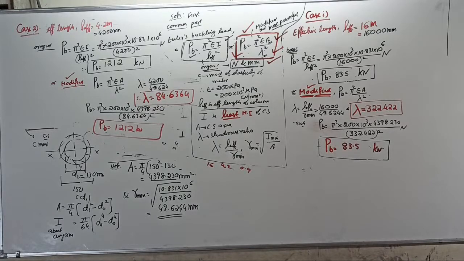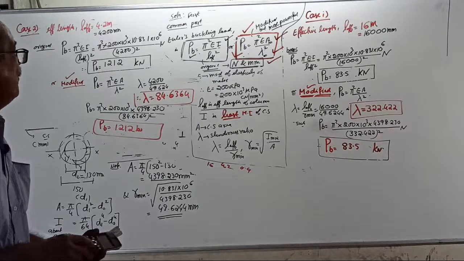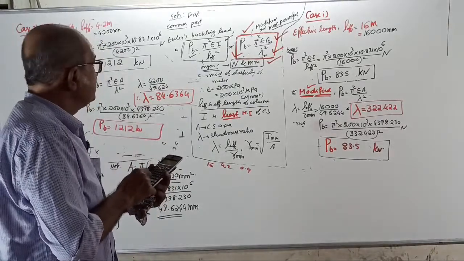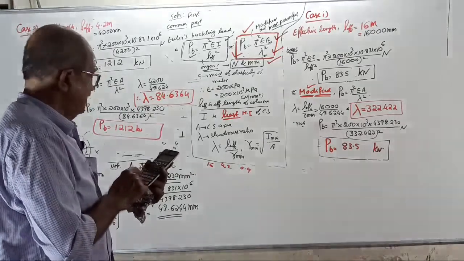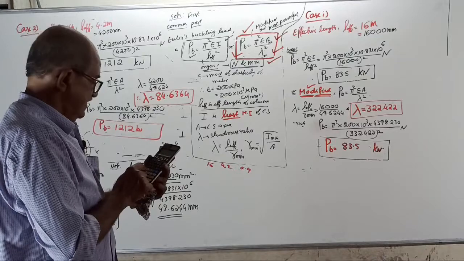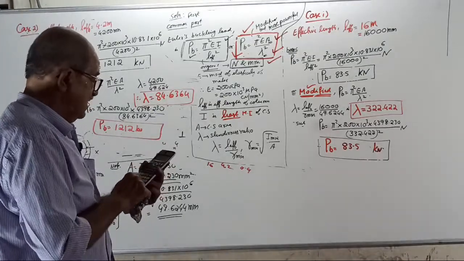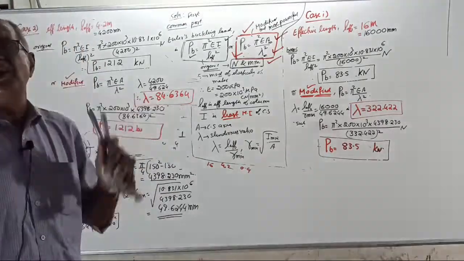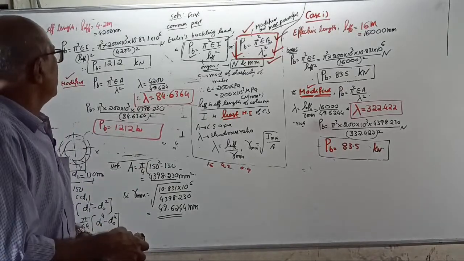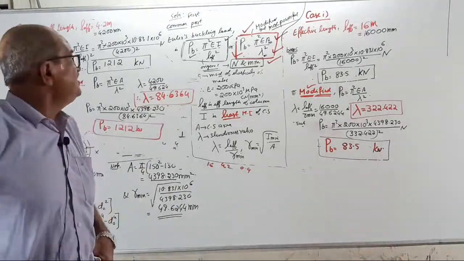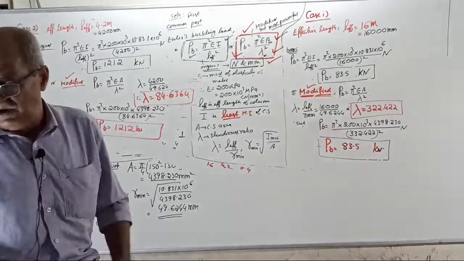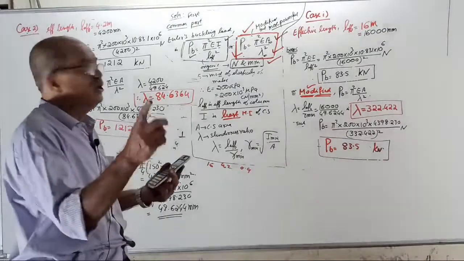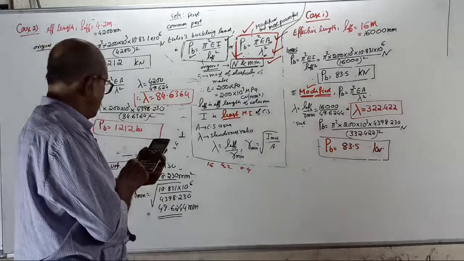Sir, for case 1 now, anything wrong there? How possible? Pi square into 210 to the power 3 into 4398.230 divided by 332.422 square. Then something is wrong. I don't see it. If this is the way you give the answer, what can I do? My class is going to be spoilt. Such a serious class, it is going to be spoilt. Such things should not happen, first of all. There is no excuse for this.